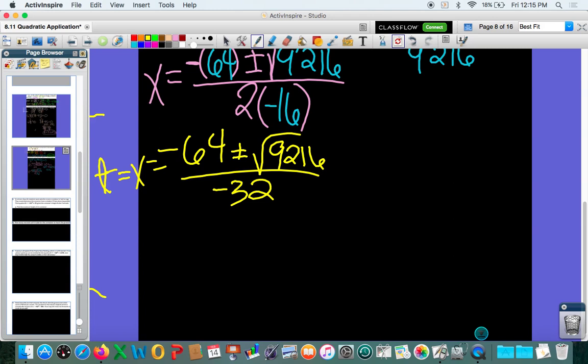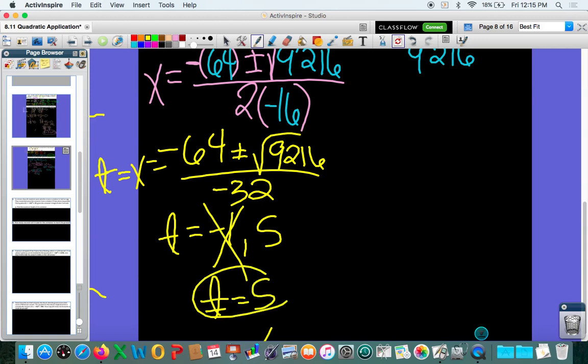Now, when you actually put this in, you're going to get the options of negative 1 and 5, because you have to do your plus case and your minus case. So here's the thing: time cannot be negative. So this is gone. Time is going to equal 5, 5 seconds.